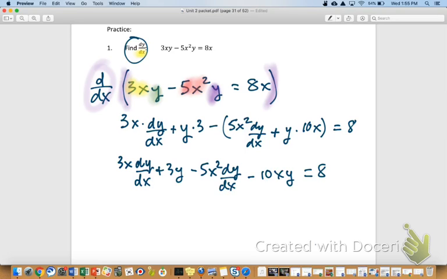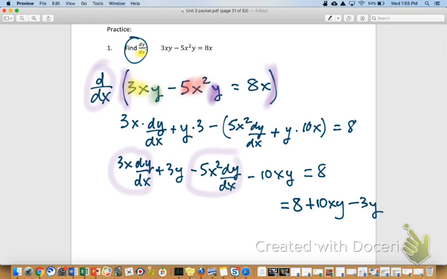You subtract everything that doesn't have the dy/dx attached to it onto the other side. That was well said. Get everything that doesn't have a dy/dx on the other side. Yeah. Love it. Perfect idea. So I'm going to say that would equal 8 plus 10xy minus 3y. That looks pretty good to me. And I usually do this in one step. Do you see how the two purple terms would be left over there? What do I need to do with the two purple terms? Factor out. There you go.